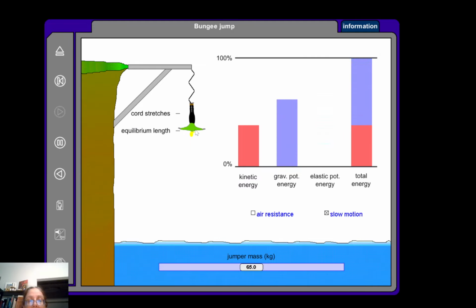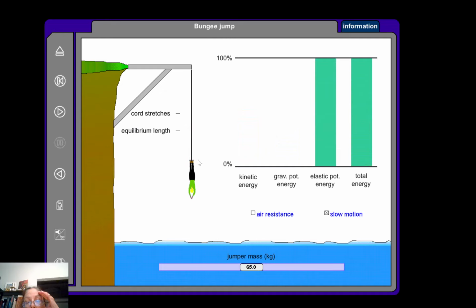Oh, I missed it again. So again, that's potential, kinetic is maximum, kinetic decreases, stop. So here you have no kinetic energy, you have no gravitational energy, everything is in the elastic potential energy. So all that gravitational potential energy is going to be turned into elastic potential energy.